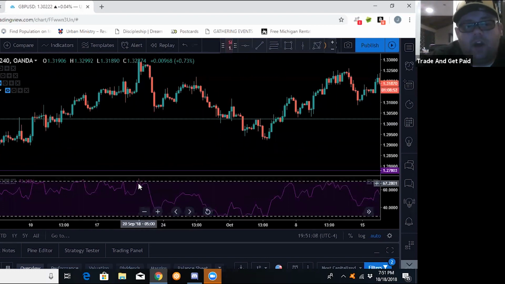So the RSI, the relative strength index, really just shows strength in the market. Is what I'm seeing up here going to continue? Well, what does the RSI say? Is what I'm seeing down here going to change? Well, what does the RSI say?